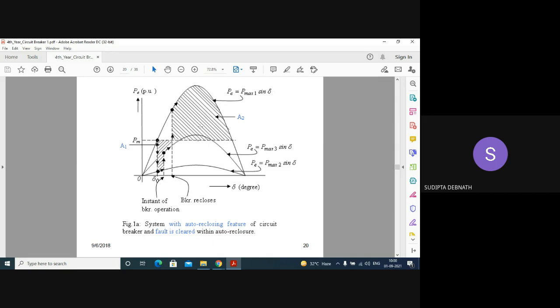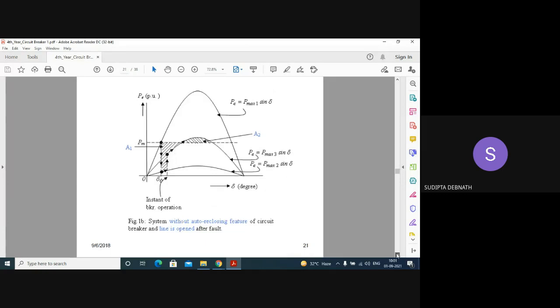So this we call the decelerating area, and this we call the accelerating area. If the fault clearance is before the critical clearing time, the decelerating area will be more than the accelerating area. It will be more than A1 and the system will be restored.